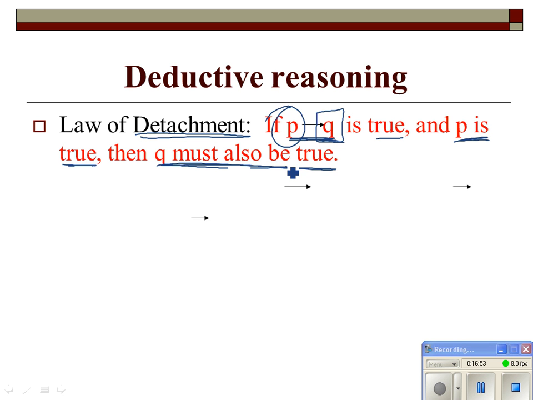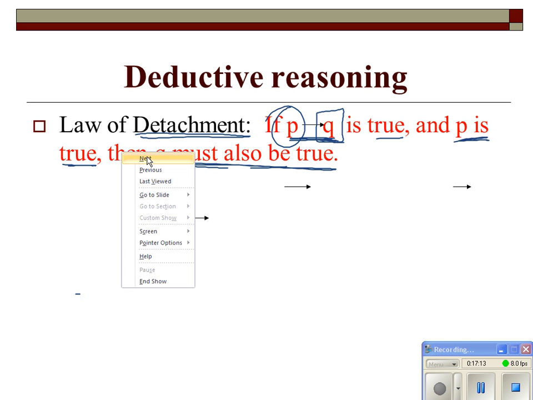If we know that that's a true statement, and that whole thing together is true, and then we know that John is 20 is true, then we know Joe has to be 35. So you can just split up the statement, and that's what the law of detachment is. The law of syllogism.